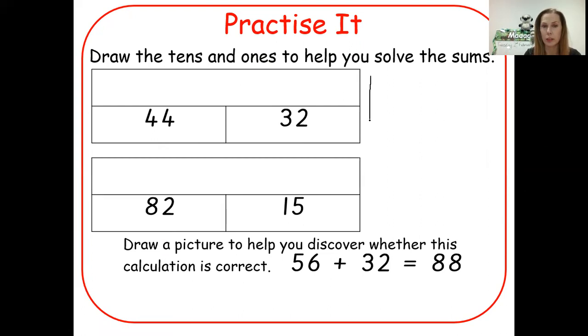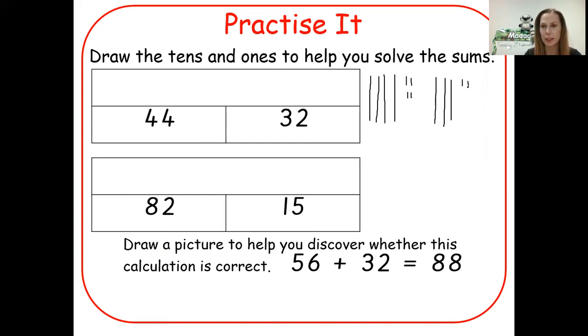So I've got 44 to start with. So 10, 20, 30, 40, 41, 42, 43, 44. And then I've got 32. So I've got 10, 20, 30, 31, 32. Okay, and you need to add that together.